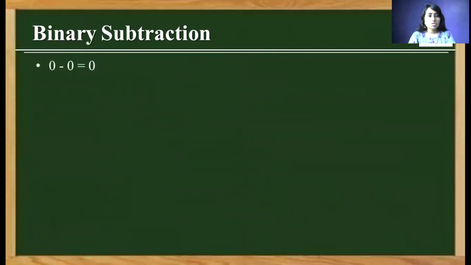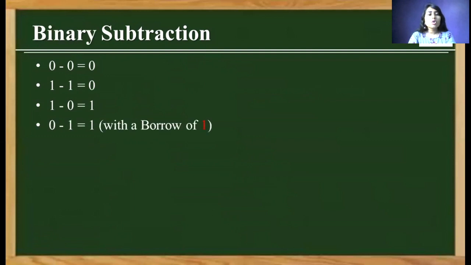Now next, binary subtraction. Binary subtraction is also done bitwise. So 0 minus 0 is 0, 1 minus 1 is 0, 1 minus 0 gives difference 1. But if 0 minus 1 is there, then we cannot perform 0 minus 1. So we have to take a borrow and we do subtraction like this.